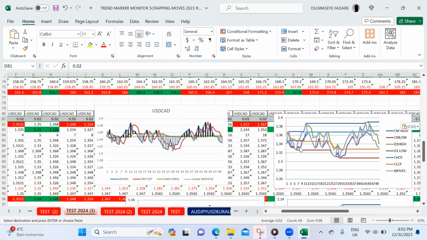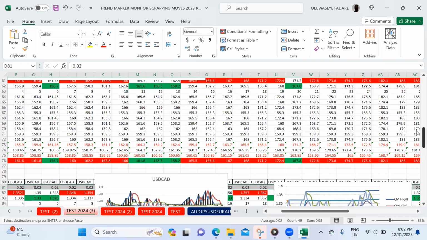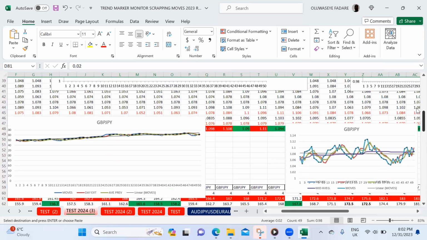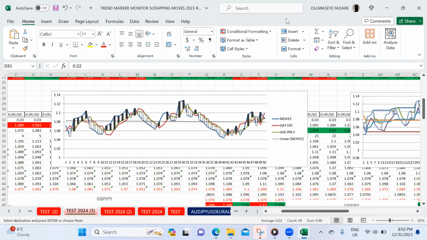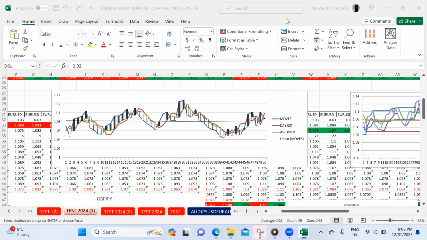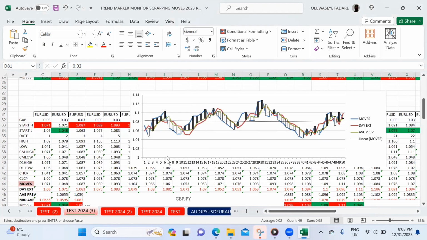So this graph, these positions, have helped us to identify how the market is moving, and so to know whether to buy or to sell. Okay. So yeah, that's, you can say, the trend.